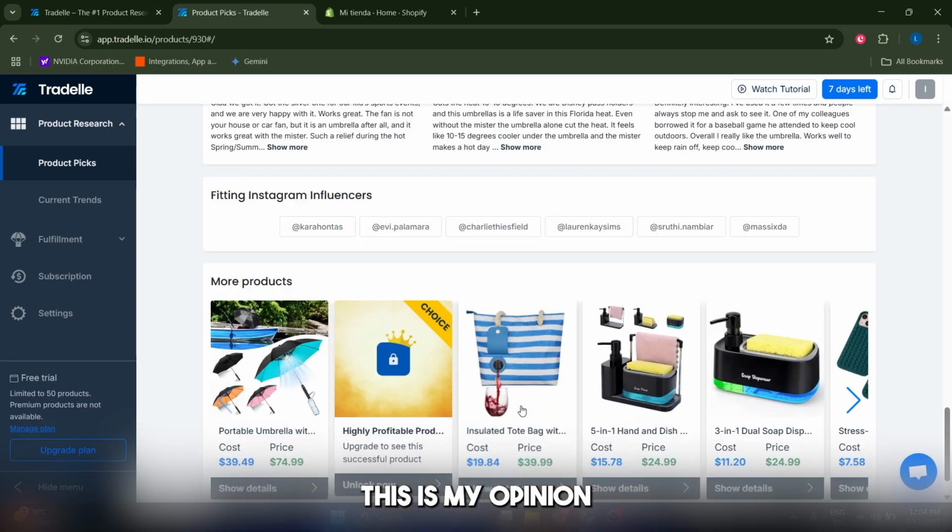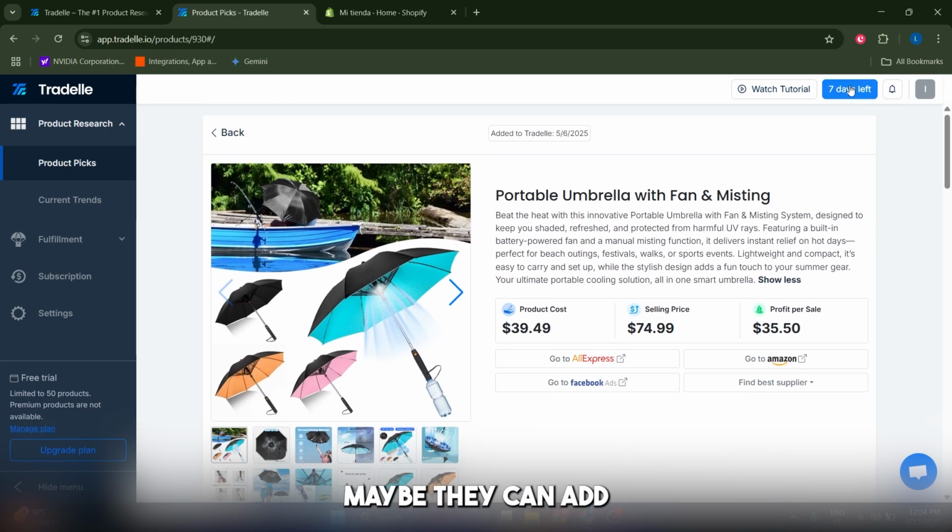So yeah, this is my opinion on this service, and I hope that maybe they can add a really free trial, like a complete free trial for this service.